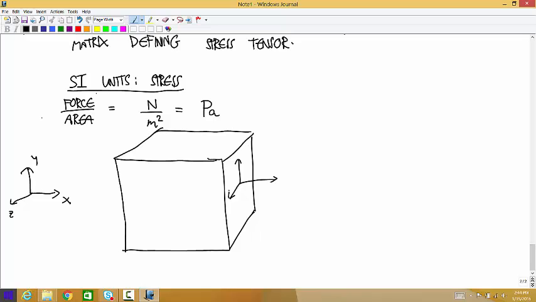Only 6 are independent. And these are sigma xx. The naming convention is that the first subscript is the face that you're on, and the second subscript is the component of the vector. So this is the stress on the x face in the x direction. This is the stress on the x face in the y direction. This is the stress on the x face in the z direction.